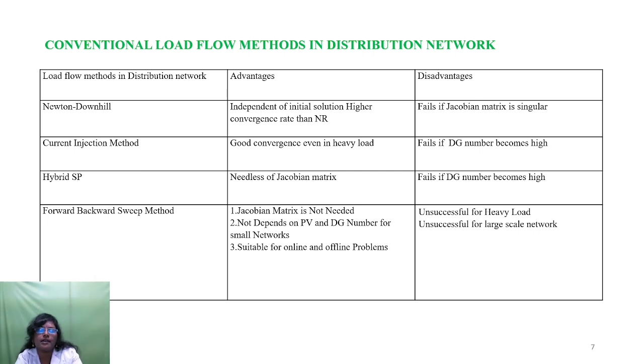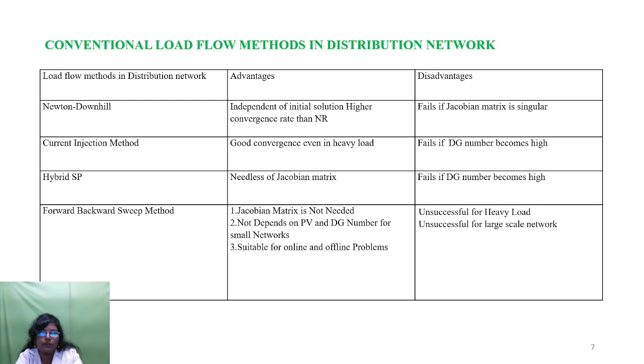Next, second is the current injection method. It has very good convergence even in heavily loaded conditions, but the disadvantage is that it fails if the number of distributed generators is very high. So this is the main drawback of the current injection method. Next is the hybrid superposition method. It does not need any Jacobian matrix, which is the main advantage, but if the system size is very large or the DG size is very high, it fails to converge the load flow solution.